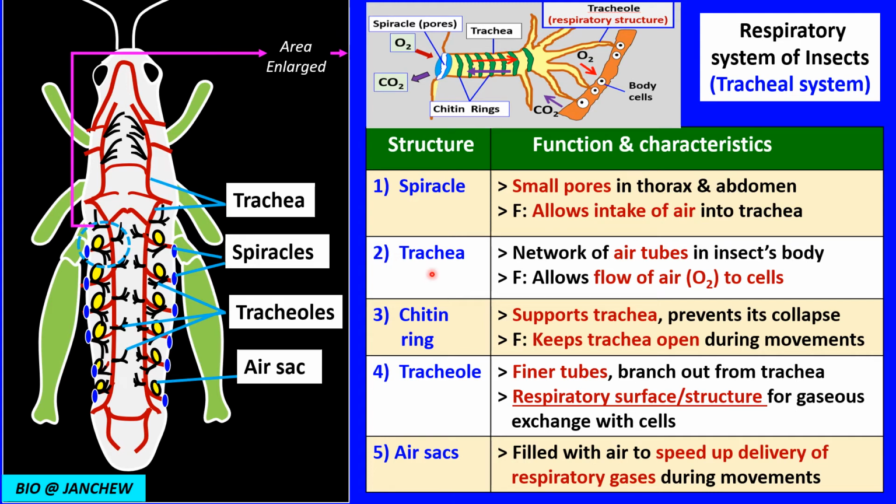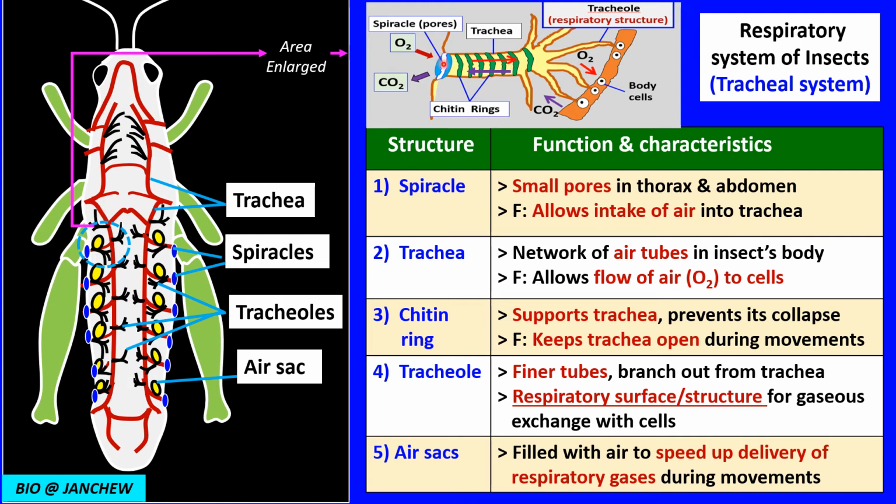Then the trachea is a network of air tubes, shown here in red, in the insect's body, and it extends to many parts of the body to allow the flow of air that contains oxygen to the cells. It also allows the flow of air containing carbon dioxide out into the environment, from the cells to the environment, okay, to excrete the carbon dioxide. So this is a close-up view of just one part here of the tracheal system, showing you one trachea, but there are many trachea in the grasshopper.